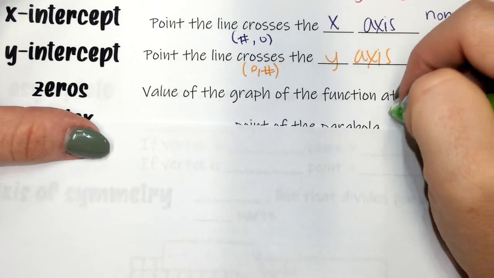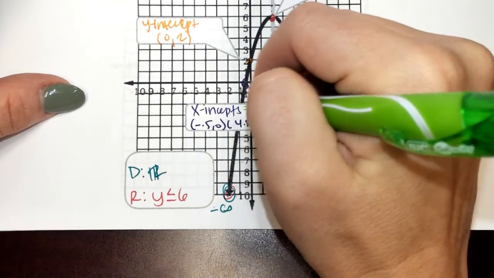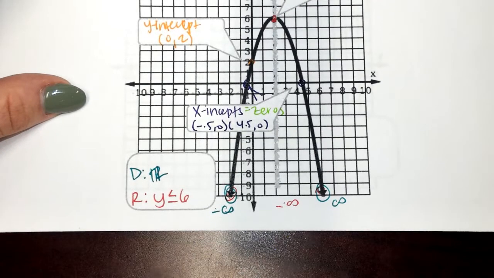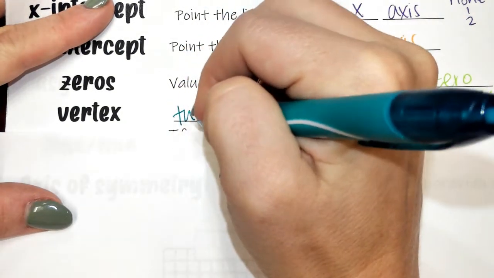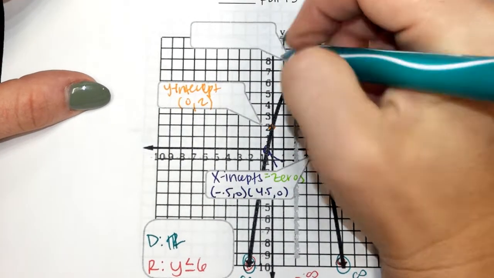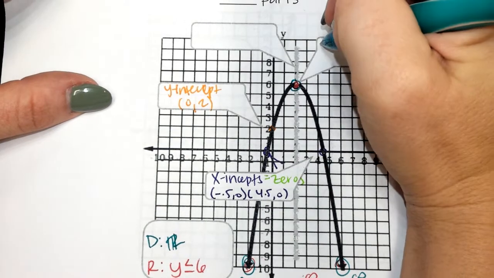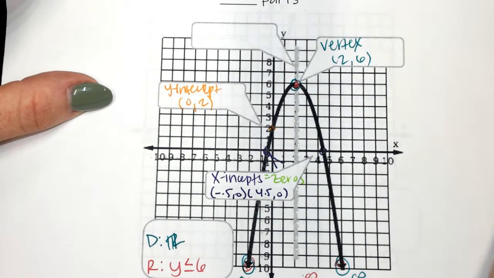Alright, again, my zeros are the value of the function at 0, and these are my x-intercepts. That's my zeros. So again, we can have none, 1, or 2. My vertex is unique to my quadratic graphs, and this is my turning point of the graph. So you can see that this goes up, and then right here it's going down. So this is my turning point. So this right here is my vertex. Every parabola has a vertex, and this one is at 2, comma 6.